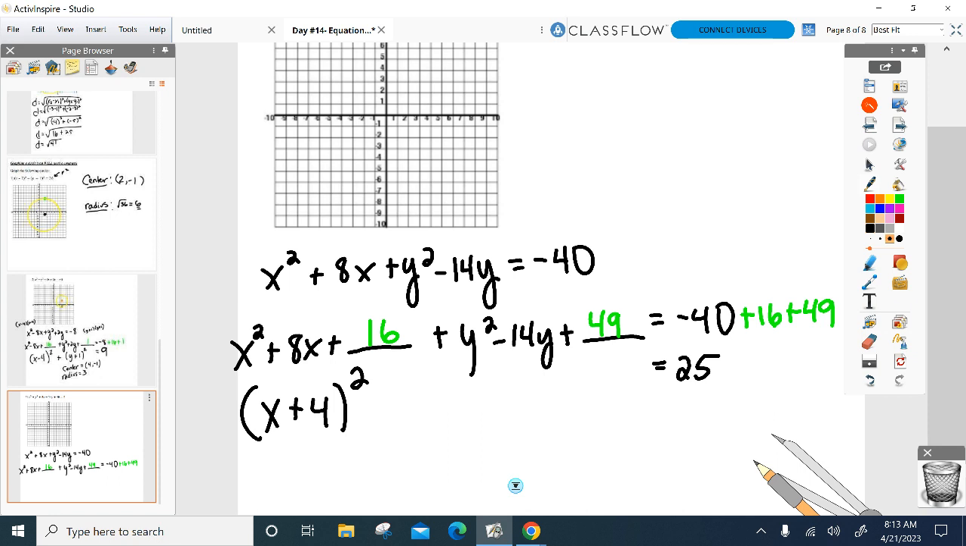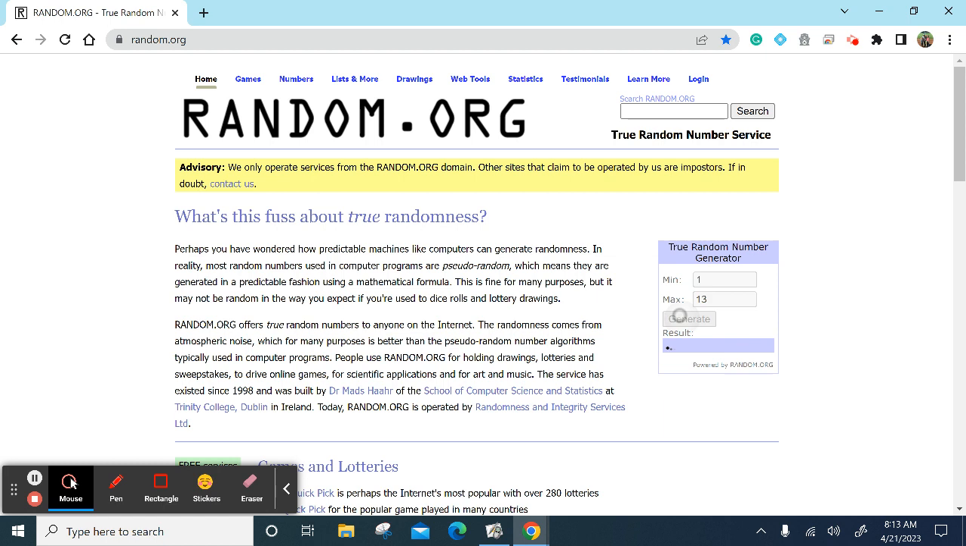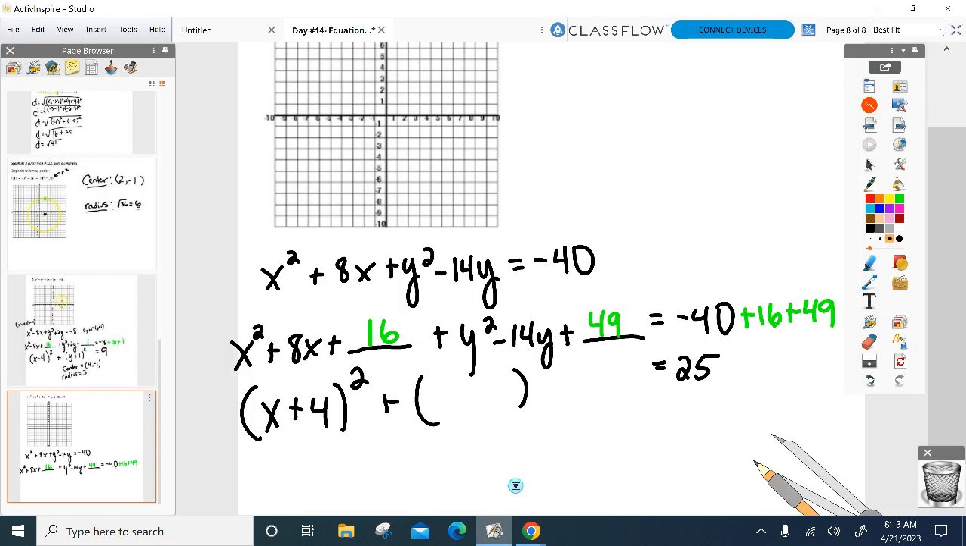Is anybody catching on to a pattern here? This number here is always whatever half your b value was. So even if you're panicking about having to factor, just take half the b value and you'll be fine. It always happens that way. Plus, what's in my other parenthesis over here? y minus 7, all squared. I don't know why I put that 25 so far away.